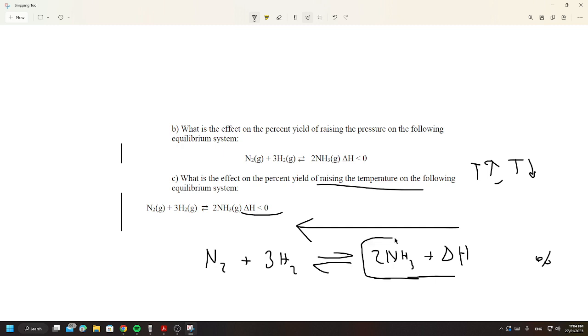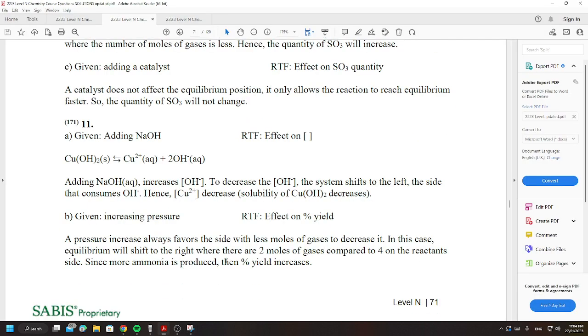Because this side has heat, we want to reduce that because heat was applied, and the system wants to reduce that. So backwards reaction is favored. Therefore, percentage yield of the product here will decrease. So look at the answer.